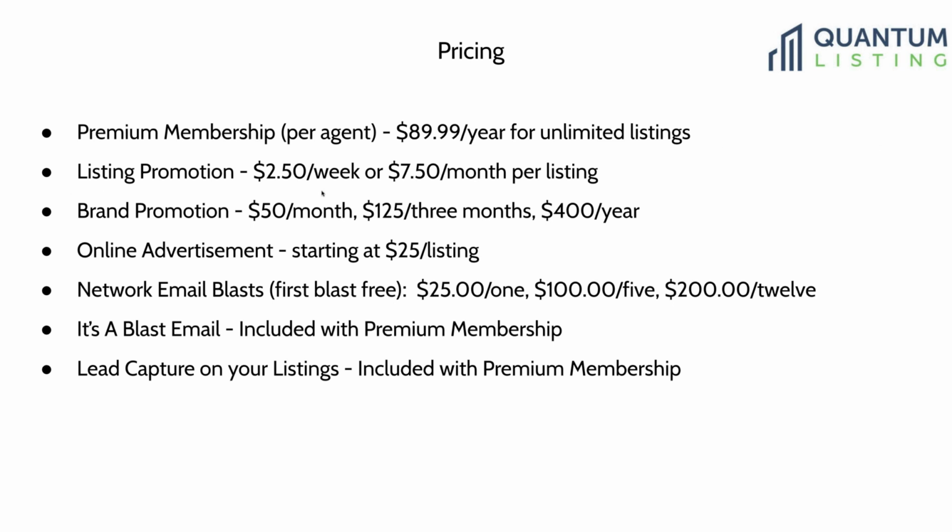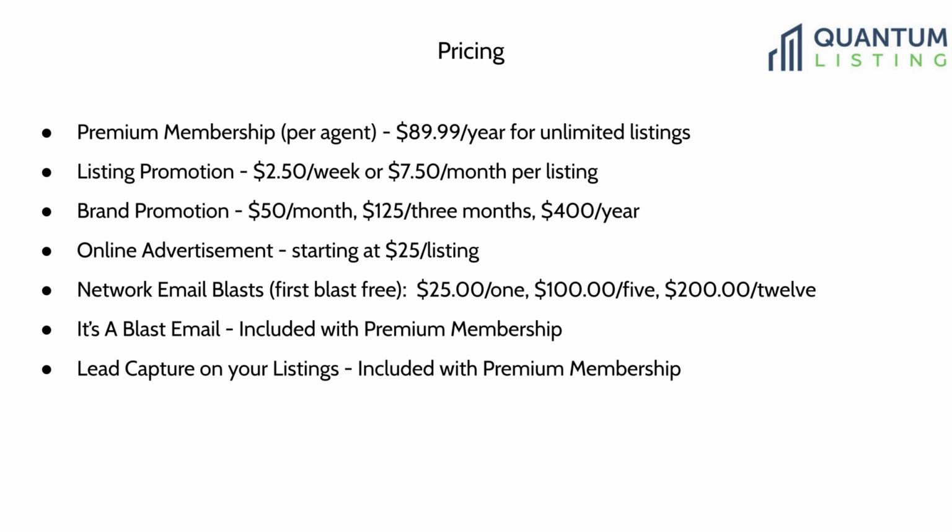So our pricing for unlimited listings for a year, $89.99. For listing promotion, it's $2.50 a week or $7.50 a month per listing. Shows up in your market or the market where that listing is. Brand promotion, you can specify the market where you want that to show. For a month, it's $50. For 3 months, it's $125, and for a year, it's $400.